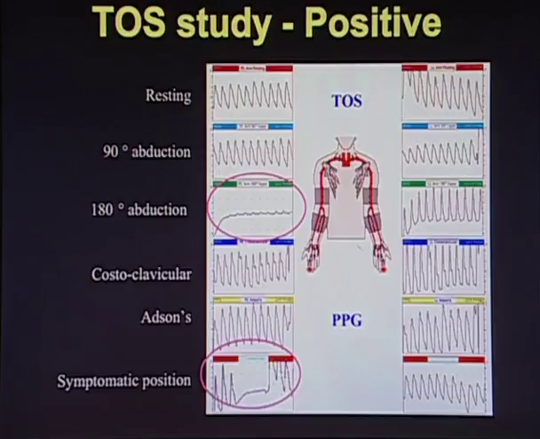So in fact, that's a convenient way of testing, is to move their arm in and out of the symptomatic position and watch the perfusion stop and then continue when they're out of that symptomatic position. So whatever it takes to try and evaluate that position, that's the most important.